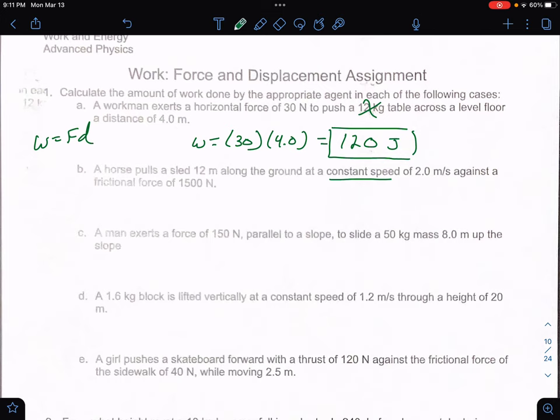So a horse pulls a sled 12 meters. There's your distance. Along the ground at a constant speed of 2.0 meters per second. There's a velocity, but in this case, I'm probably not going to need this. But I'll label it. Against a frictional force of 1,500 newtons. So he's having to overcome that 1,500 newtons to keep pulling. So that is your force. Work equals force times distance. So work equals force, which is 1,500 newtons, times my distance, which is 12 meters. Multiply those two out, and that comes out to 18,000 joules.